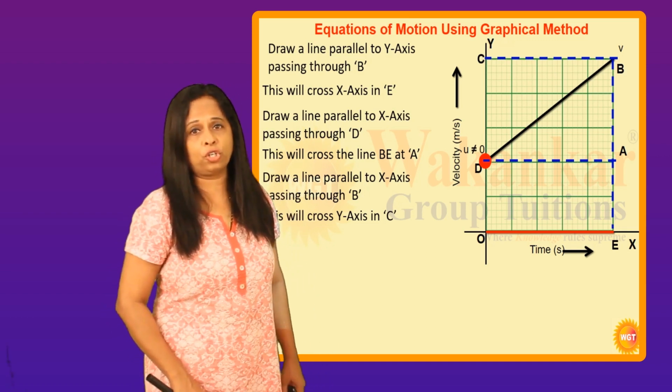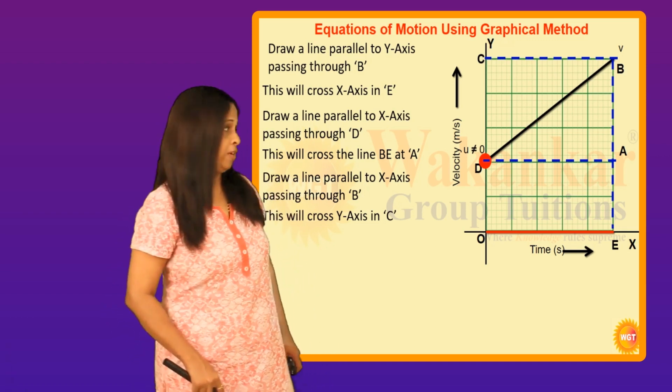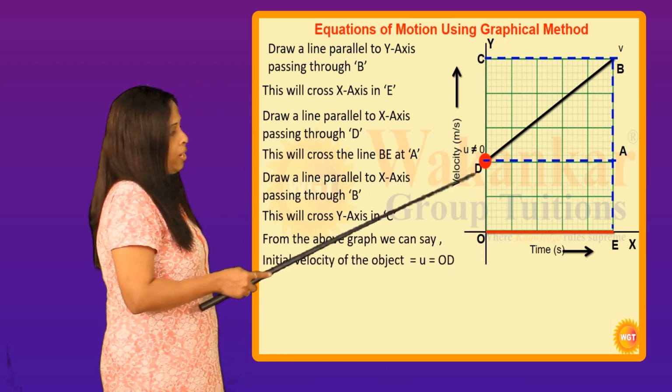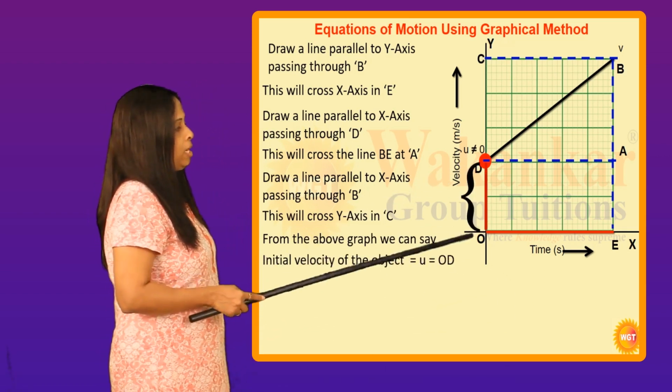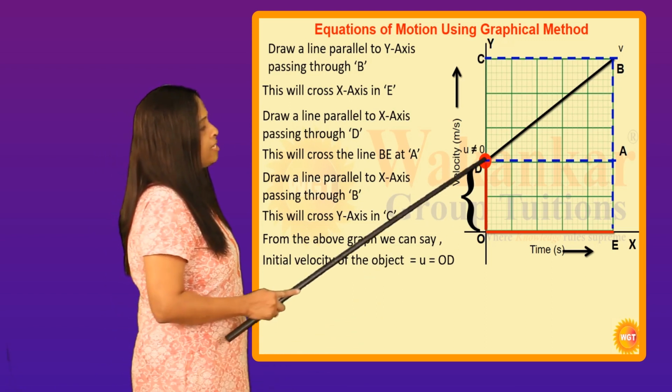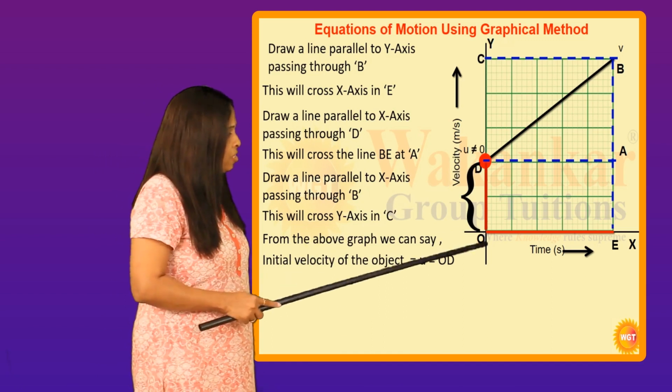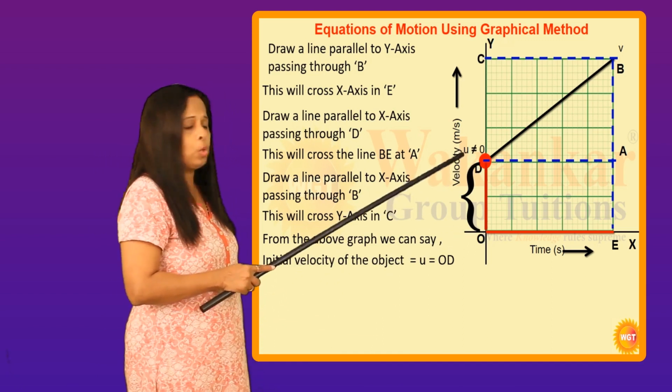From this construction, what do we infer? We infer that this OD, you can see students, OD is nothing but the initial velocity u, because this distance represents u.